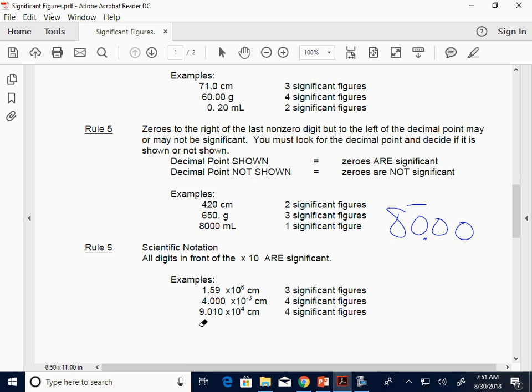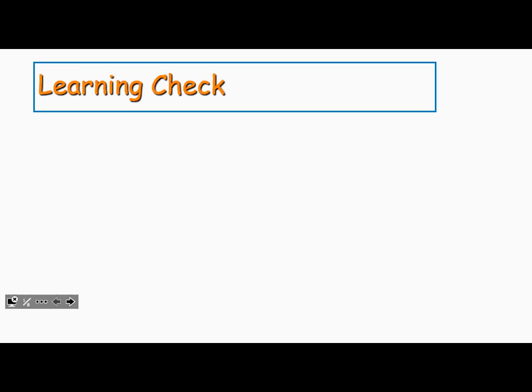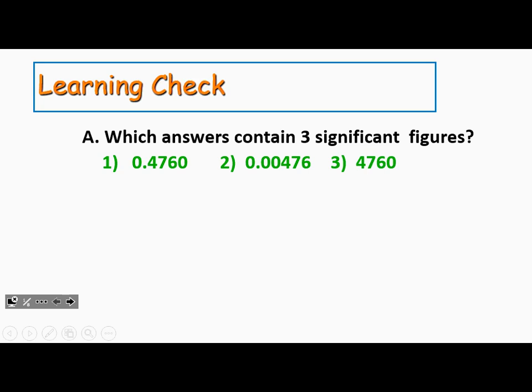Now what we're going to do is a little bit of practice on these sig figs. As we go through, you might want to write down some of these examples in your notes. We're going to go through these quickly. If you don't need to write everything down or any of these down, that's perfectly okay. But let's look at this. Which answer contains 3 significant figures?